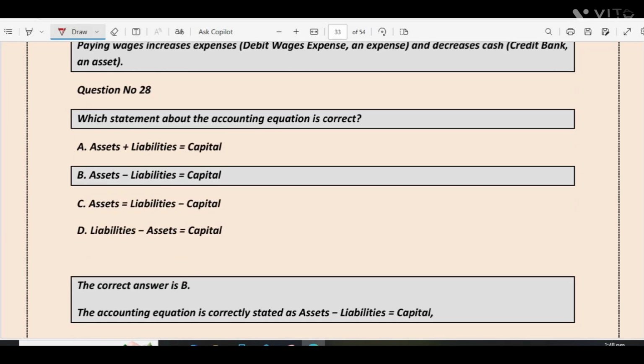That is: which accounting equation is correct? This one, you see, asset minus liability gives you capital. This is the correct accounting equation.